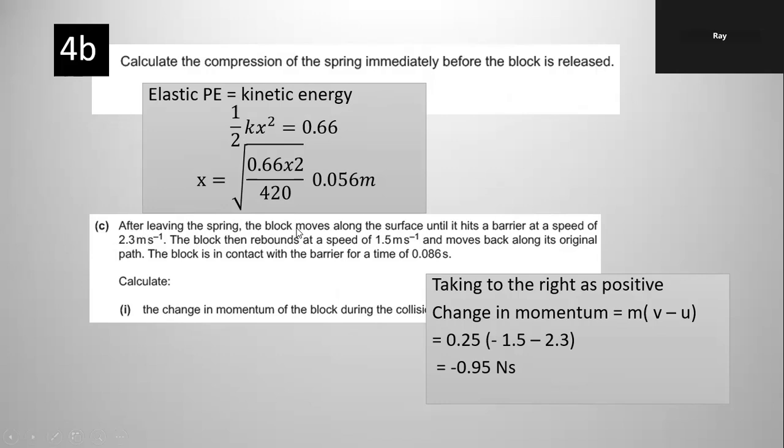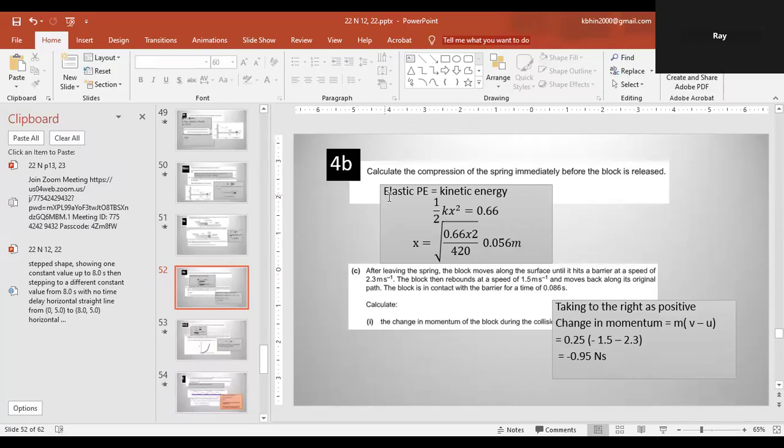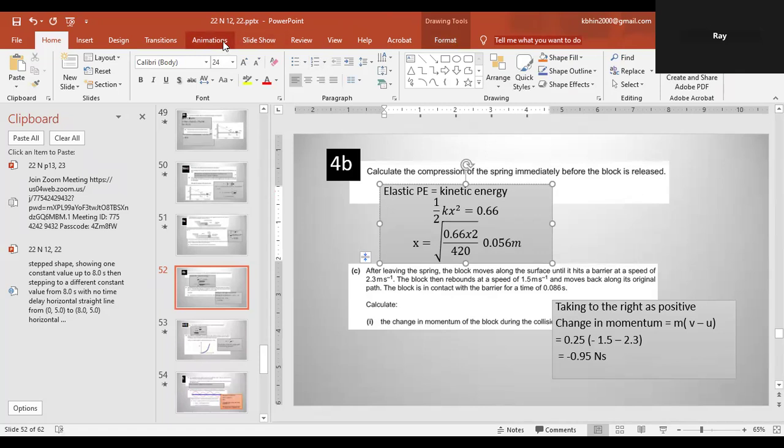After leaving the spring, the block moves along the surface until it hits a barrier at a speed of 2.3 meter per second. The block rebounds with a speed of 1.5 and moves back along its original path. The block is in contact with the barrier for 0.05686 seconds.